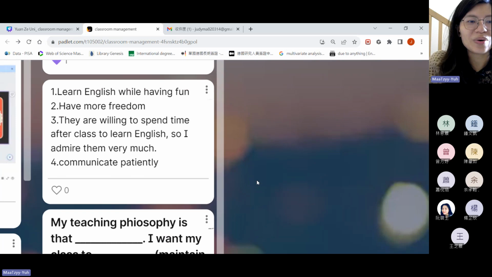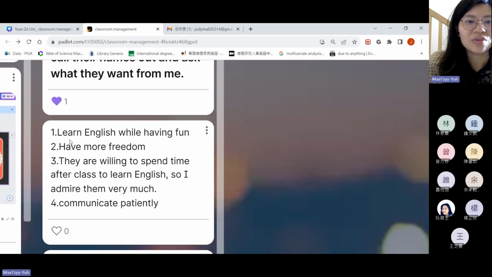And also, okay, the teaching philosophy here is learn English while having fun. Yeah, that's a good one. And have more freedom. And they would be willing to spend time after the class to learn English. So I admire them very much. You can tell them about this. Yes, I would say so too.